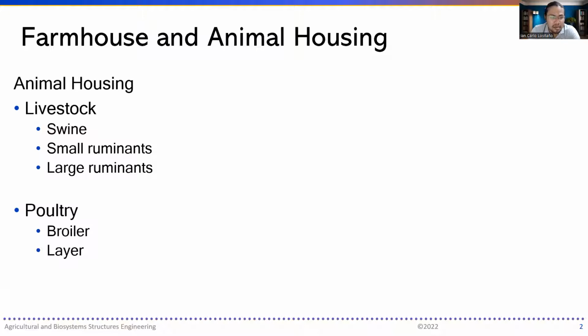So next is the large ruminants. So bigger ones, still hooved animals. You have your carabaos and the cattle.